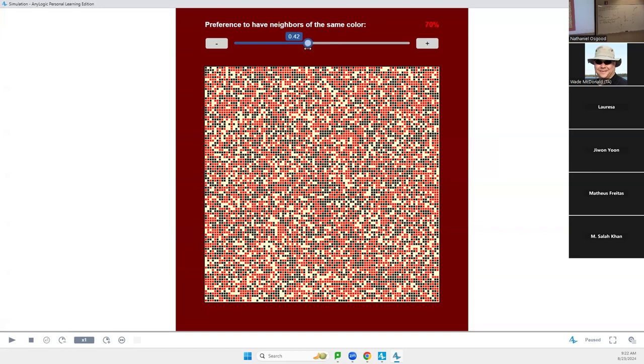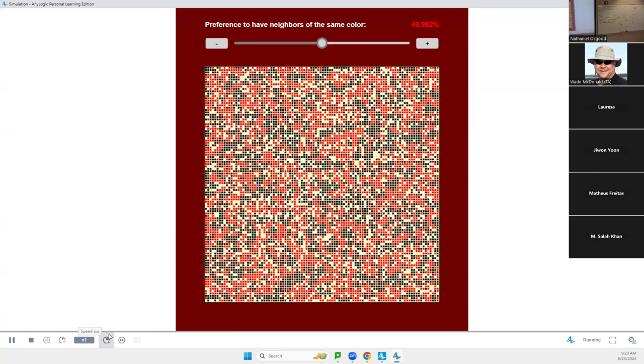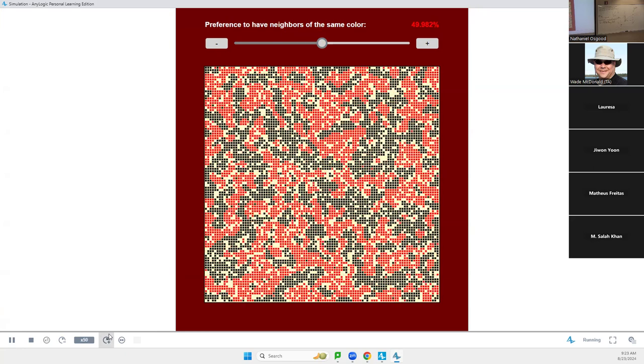Okay. What if they want at least half their neighbors to look like them? What do you think will happen then? Half. Okay, here we go. Ready? What do you think will happen with half? Anyone? Very distinct groupings. Okay, so obviously a lot going on.